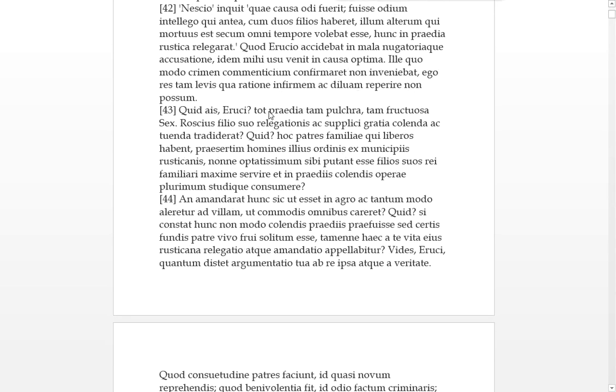Tot praedia, which means so many, neuter plural, so many farms. Tam pulchra, that's the adjective. So many farms that were so beautiful. Tam fructuosa, this means fruitful, both in, you could say as for fruits and for profit. Sextus Roscius, here's our nominative. Did Sextus Roscius relegavit, relegate so many beautiful and profit-producing estates or farms, filio suo, to his son, and supplicii genitive gratia.